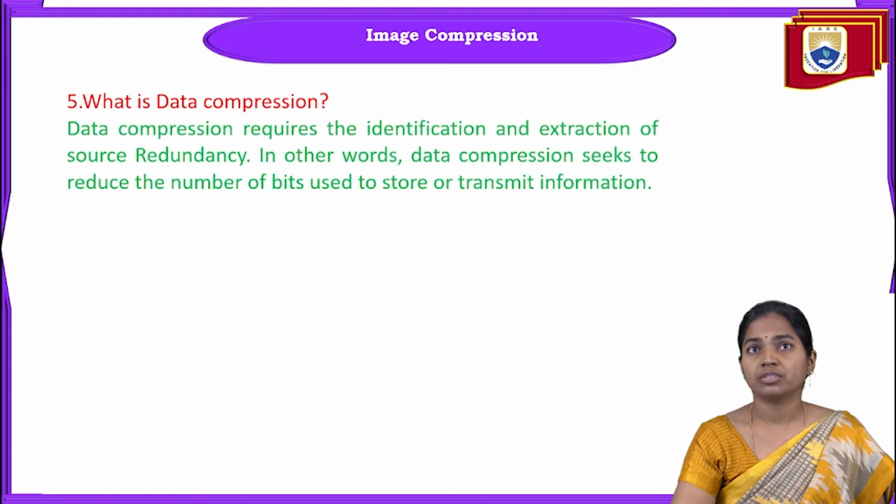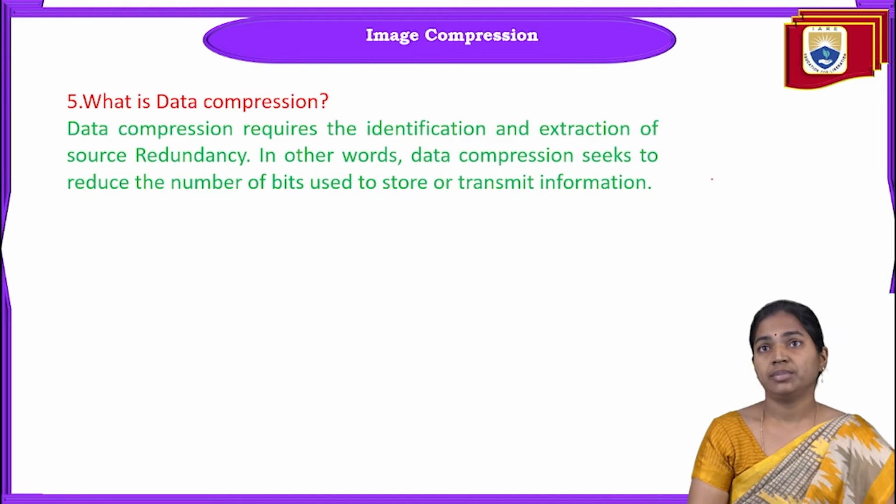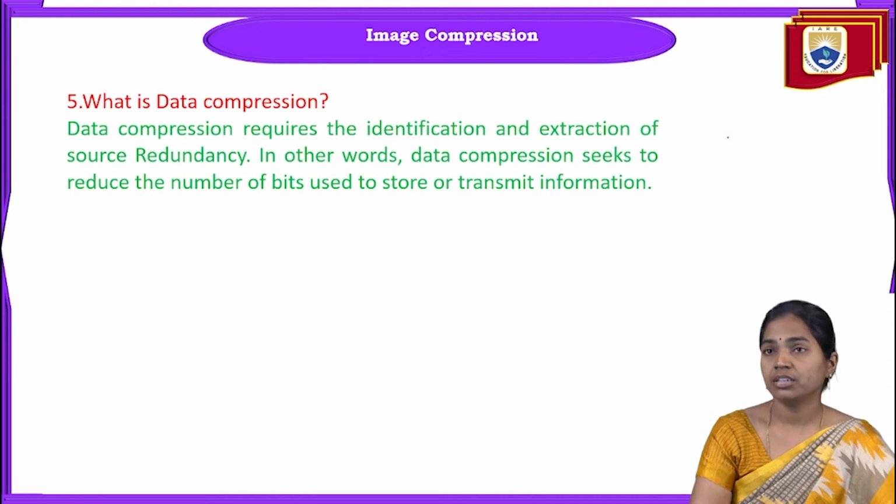What is data compression? Data compression is required for identification and extraction of source redundancy. In other words, data compression seeks to reduce the number of bits used to store or transmit information. For example, to store one image I require 2 KB of space, and for transmission I require, for example, a frequency of 200 Hz.